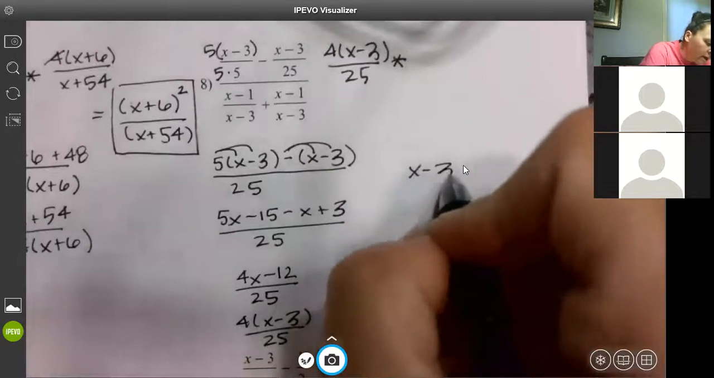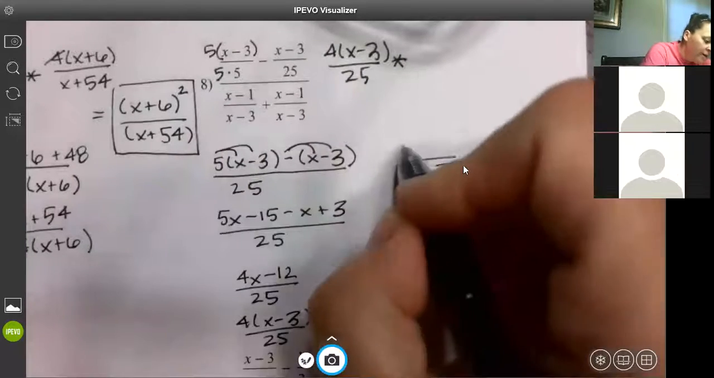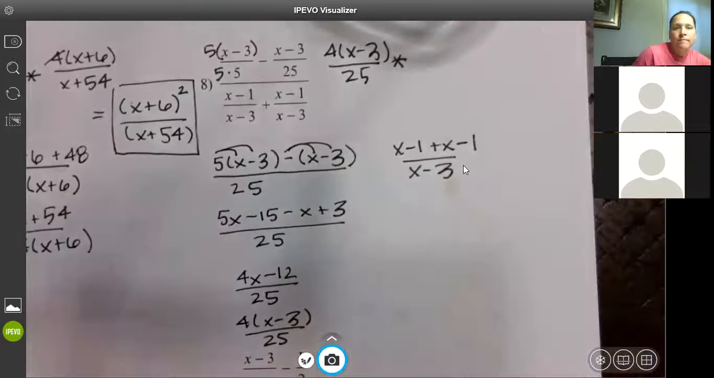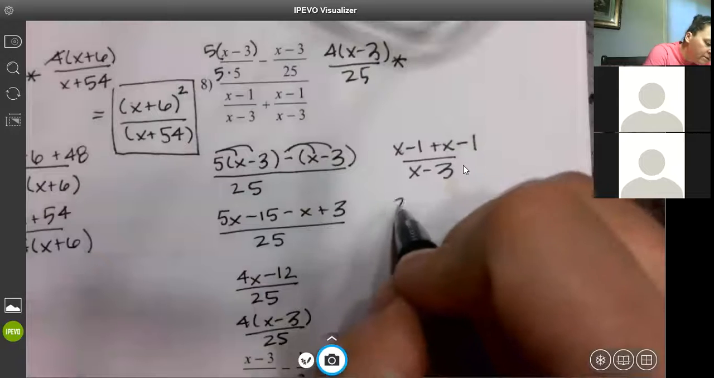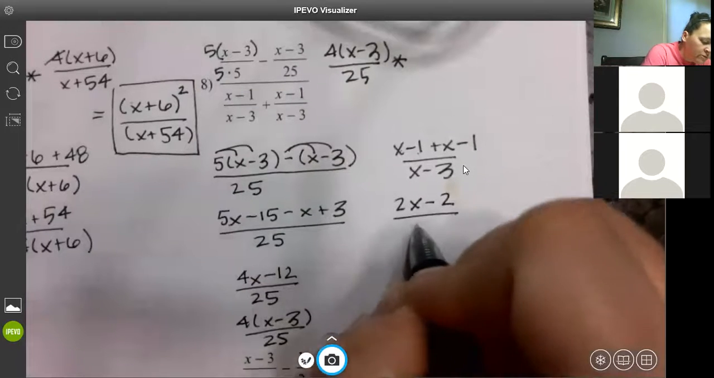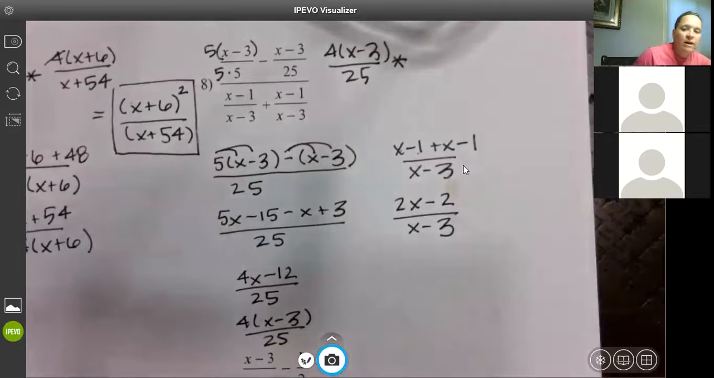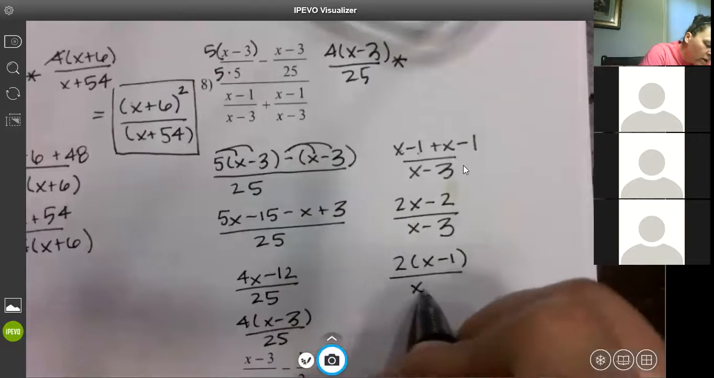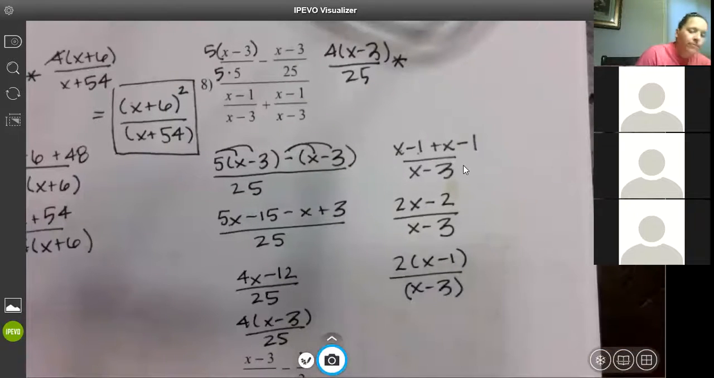X minus 3. And we're just going to push the tops together. X minus 1 plus x minus 1. Add them up. X plus x is 2x. Negative 1 minus 1 is negative 2 over x minus 3. How can I factor more? Take a 2 out of the top. So 2 times x minus 1 over x minus 3.